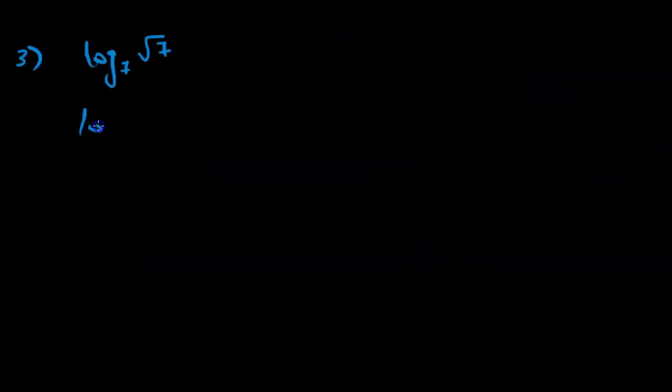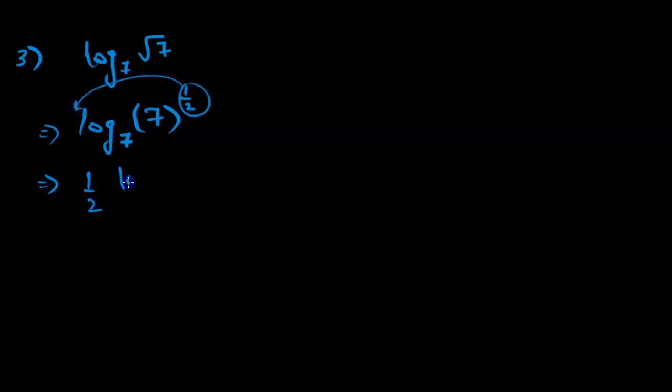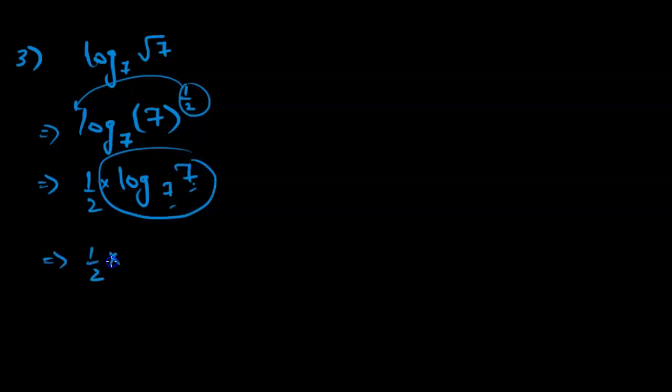If we have log to the base 7 of root 7, we can write this root 7 as 7 to the power of 1 over 2. Again, we can apply the power law. So 1 over 2, or half, can come out, and we are left with half times log to the base 7 of 7. This and this are the same, which means this can be written as 1. So half multiplied by 1 is half, which is the final answer.